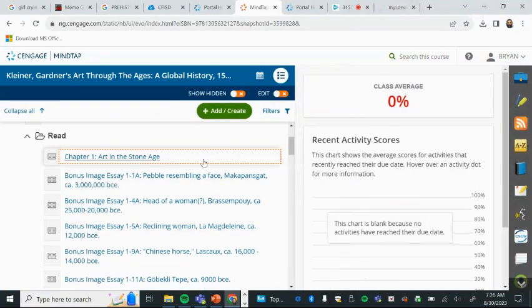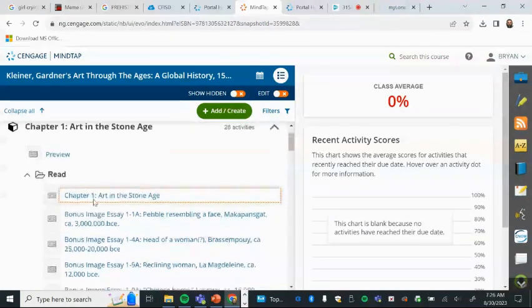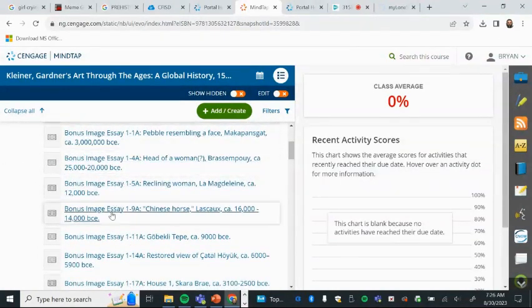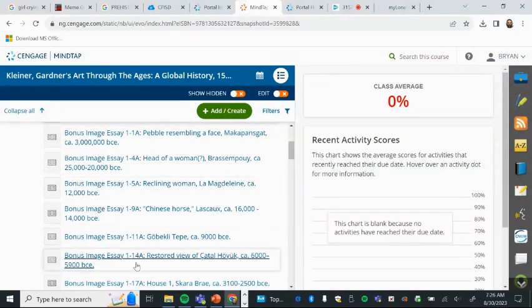One thing I want to show you is that under read and under chapter one, there are these bonus essays. I might be assigning some of these later in the year. So that's where you can find the bonus essays. And I'll be referring to 1-5, 1-9, and so on. So it's chapter one, fourth image.